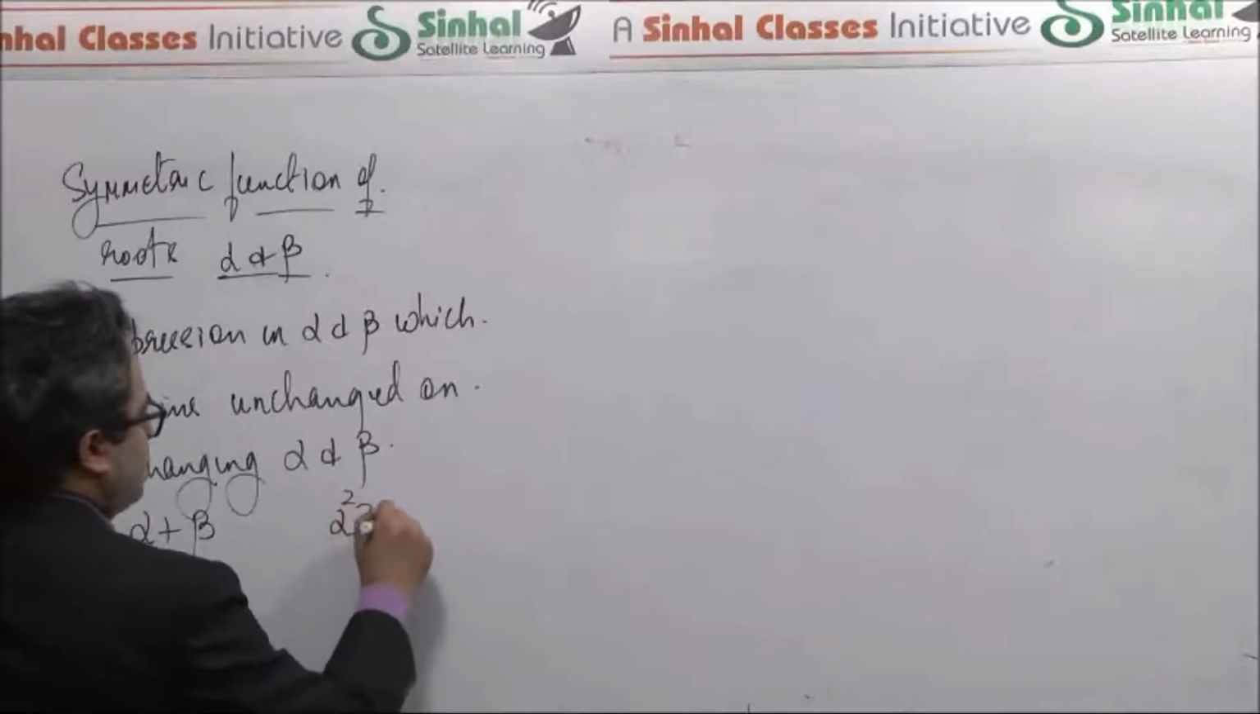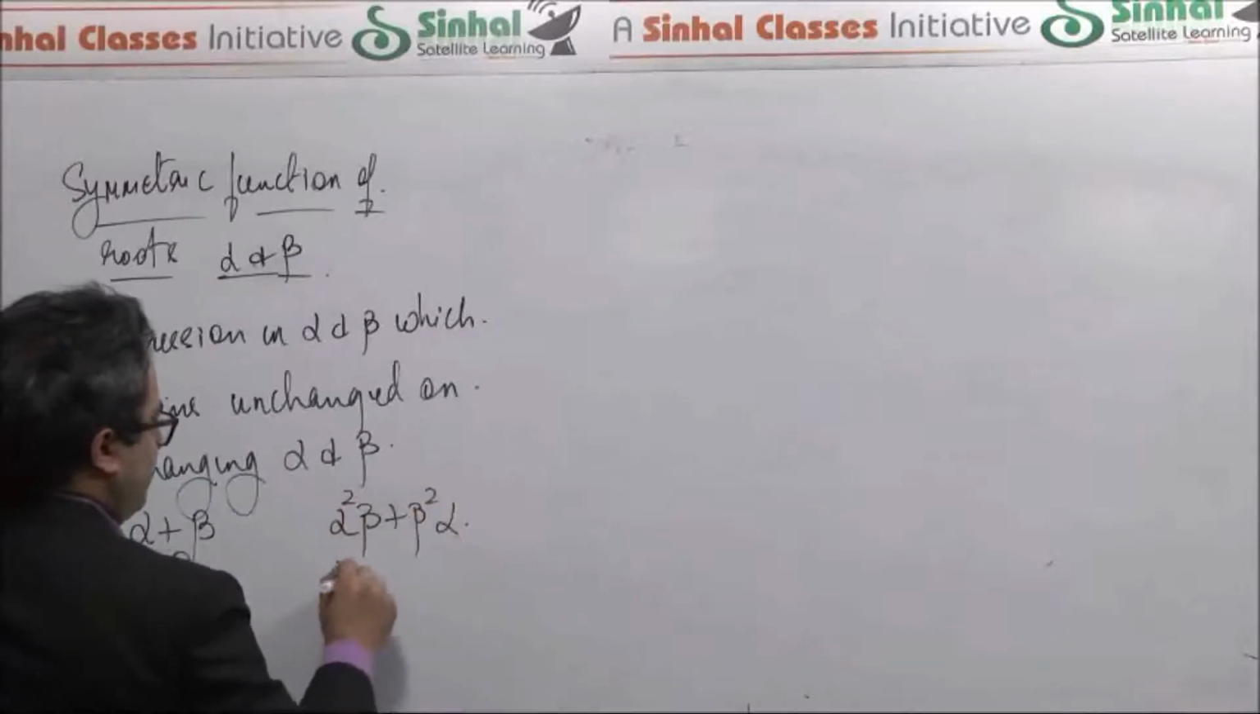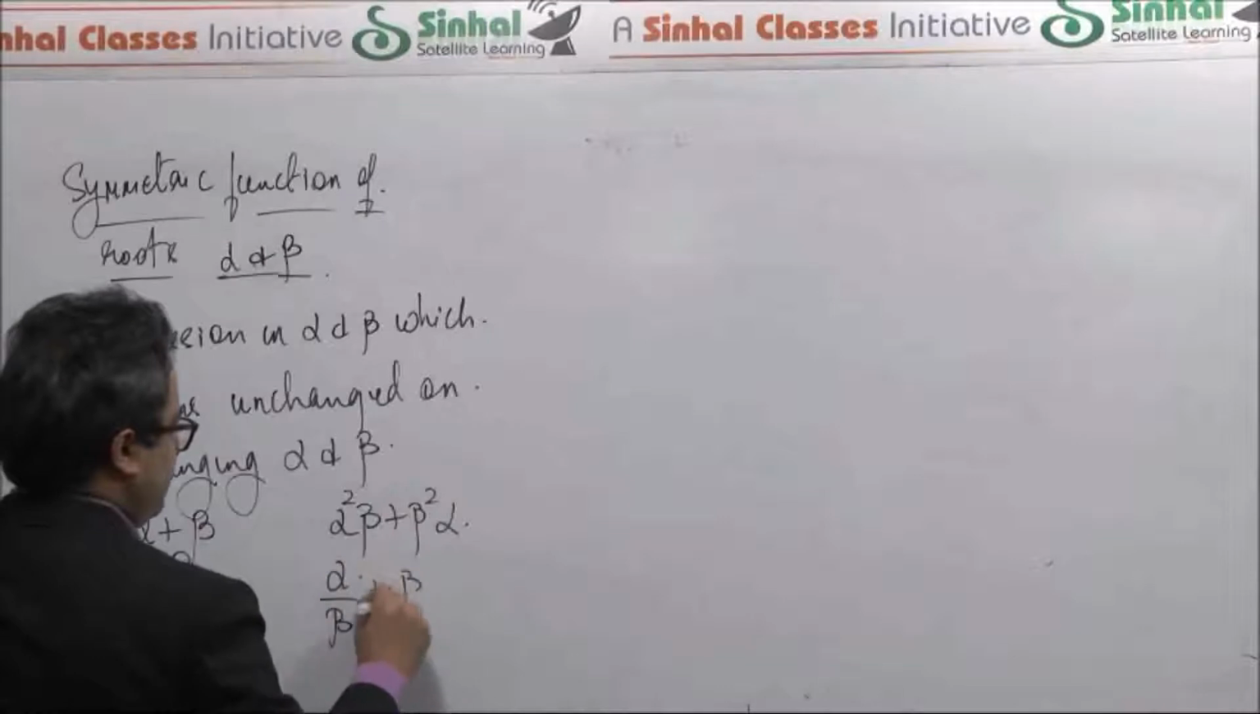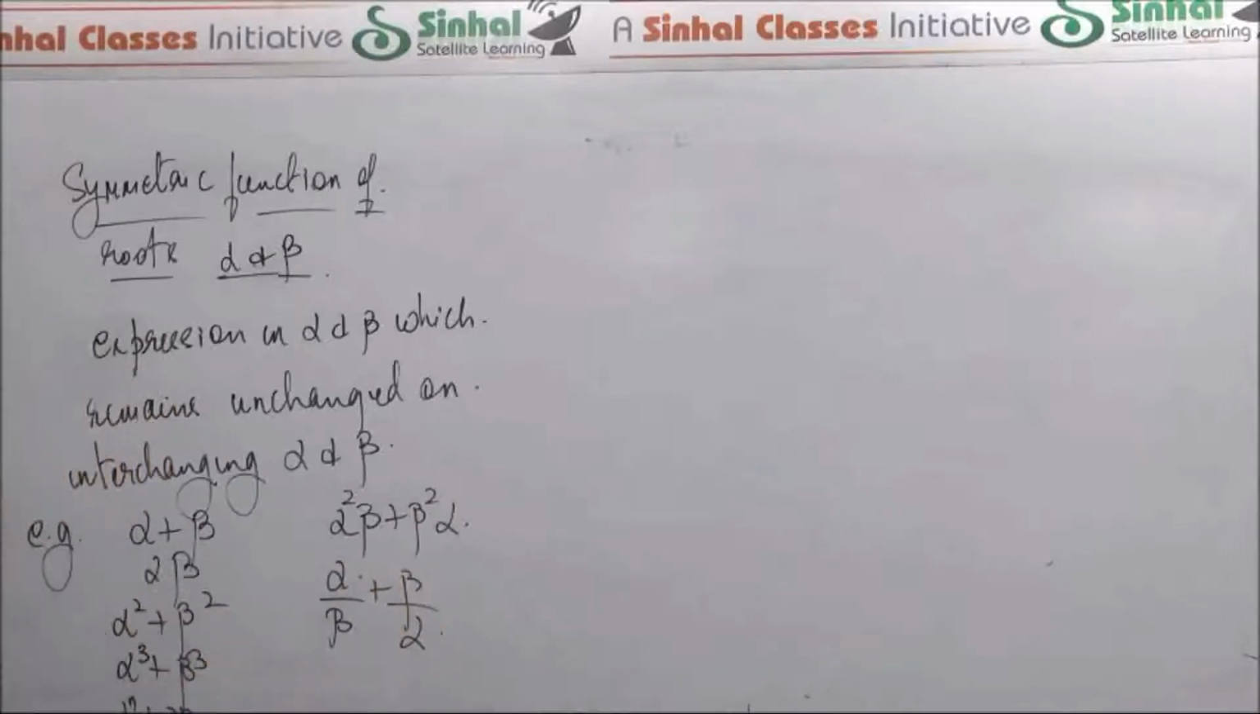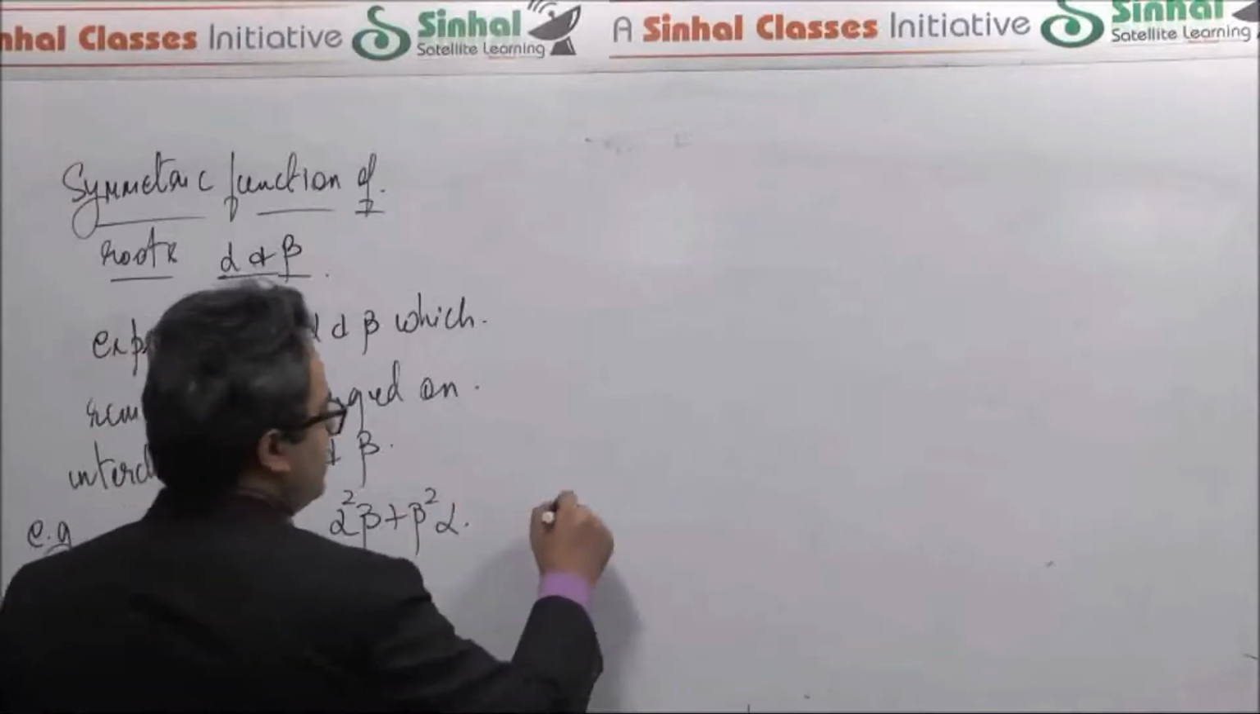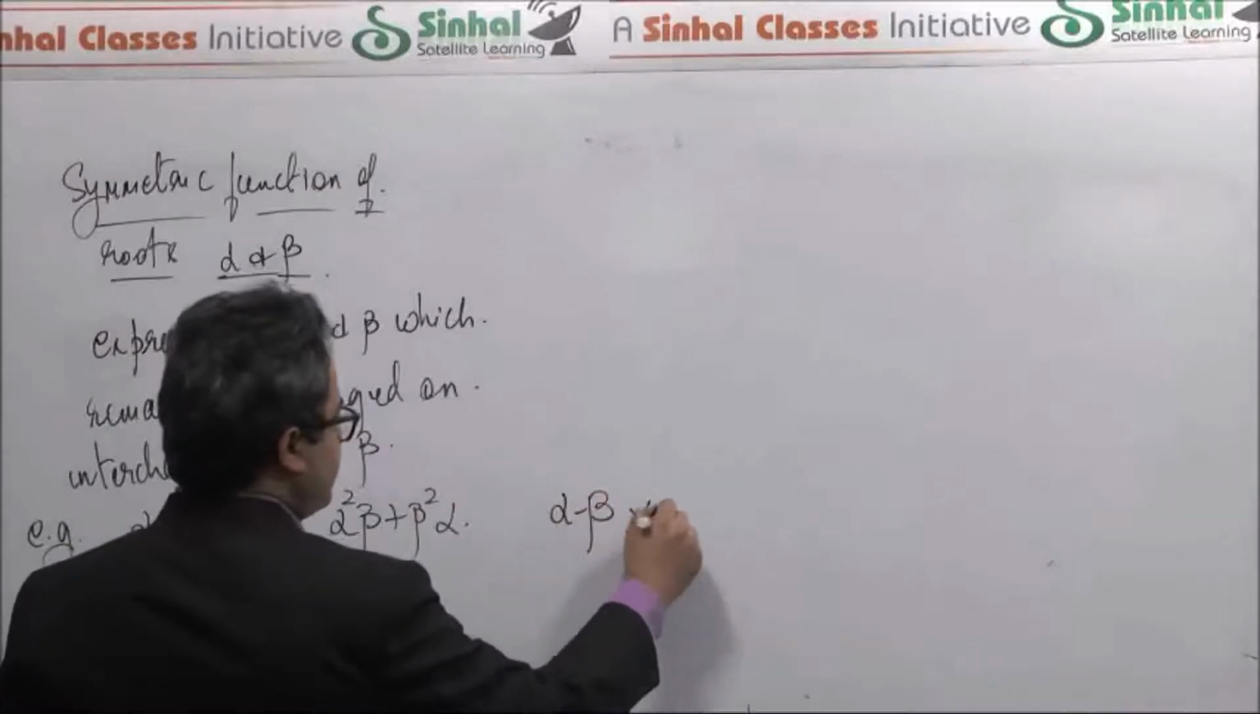Alpha square beta plus beta square alpha. Alpha pi beta plus beta pi. So all these are examples of symmetric functions. Something like alpha minus beta is not a symmetric expression, clearly.